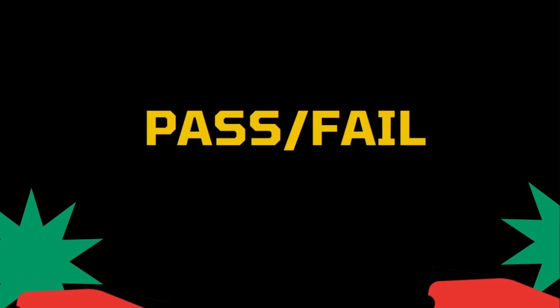Now let's see the third one, pass or fail. The result of a smoke test is binary. Either it passes, which indicates the basic functionality is working, or it fails, indicating critical issues that need to be fixed immediately. So if it fails, further testing is postponed until the issues are resolved.